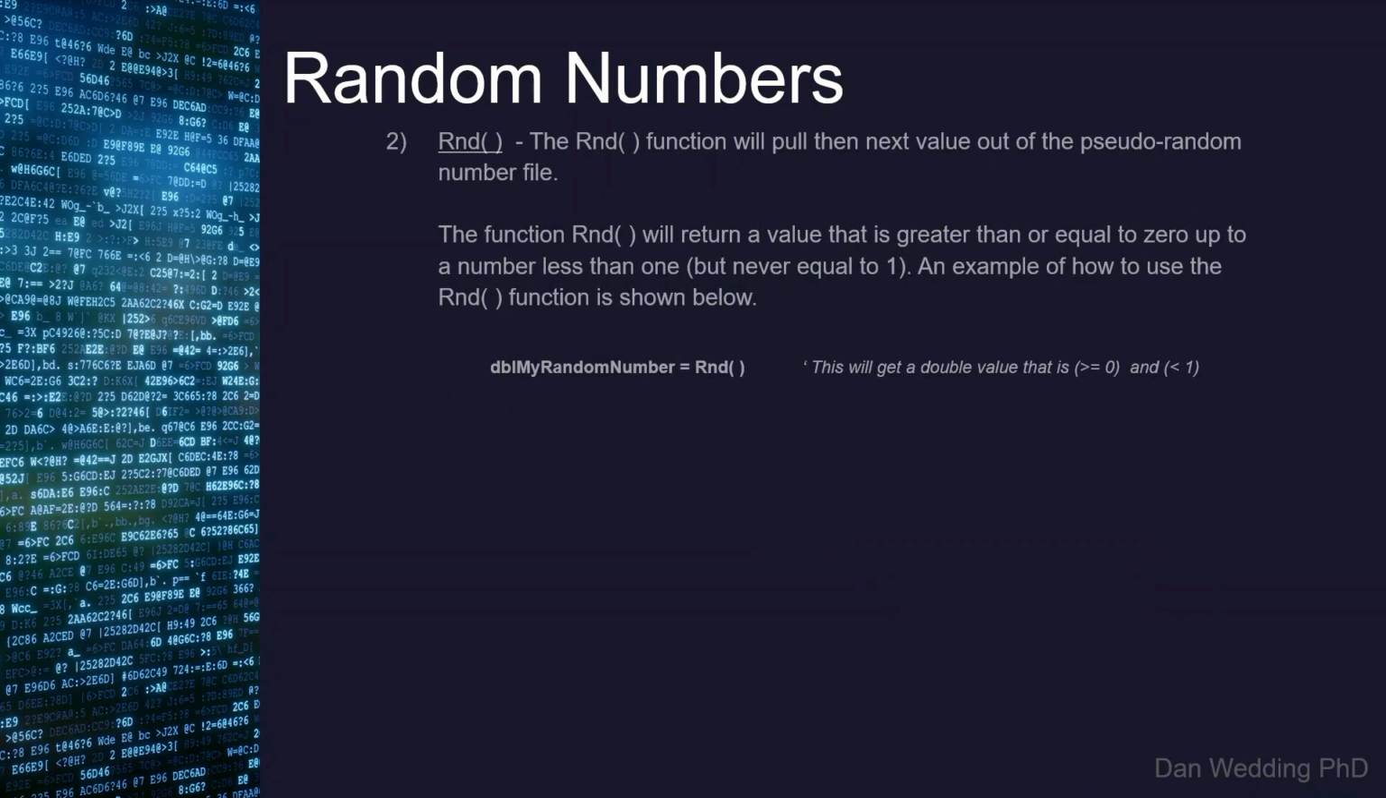The rand function will pull the next value out of the pseudo-random number file. The function rand will return a value that is greater than or equal to 0 up to a number less than 1, but never equal to 1. An example of how to use the rand function is shown below.